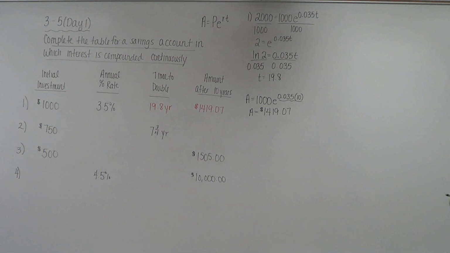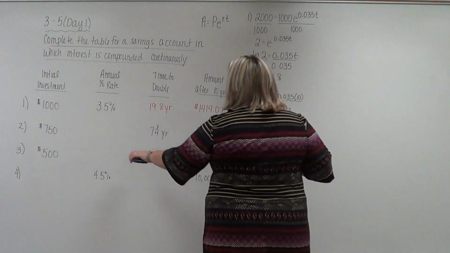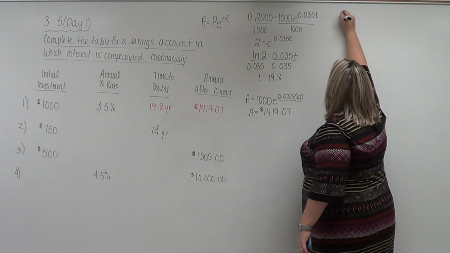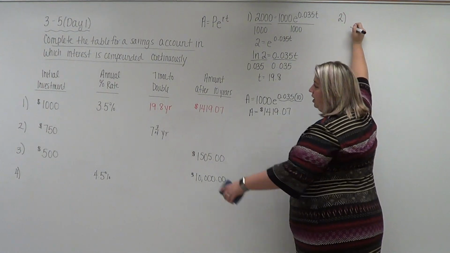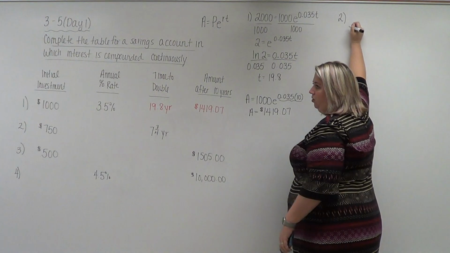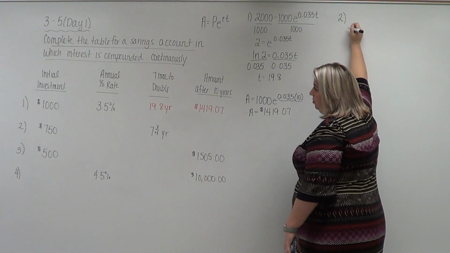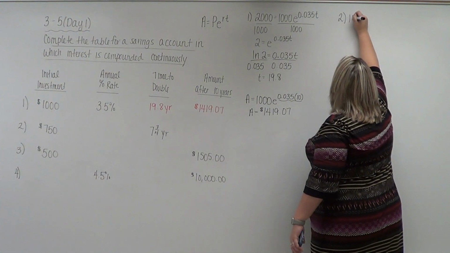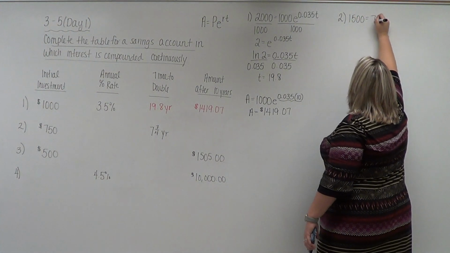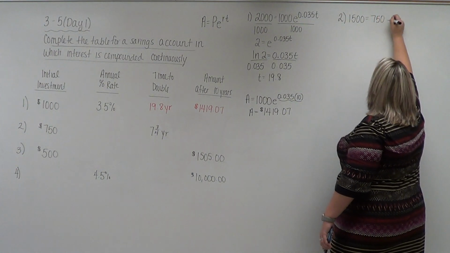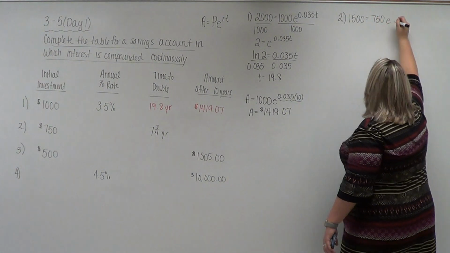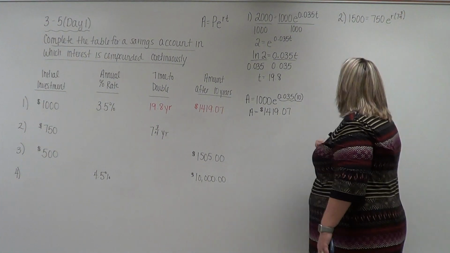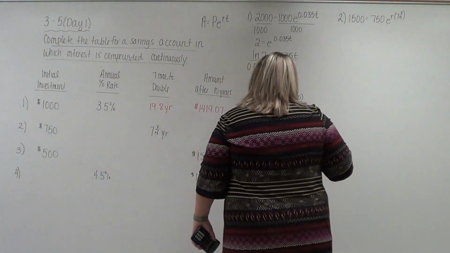Okay, then for question 2, first thing I'm trying to find is the annual percent rate. I'm given the time it takes to double. If I know the time it takes to double, then I know my ending amount would be double what 750 is. So 1,500 equals 750 e. I'm trying to find r, and I know my t, 7 3/4.